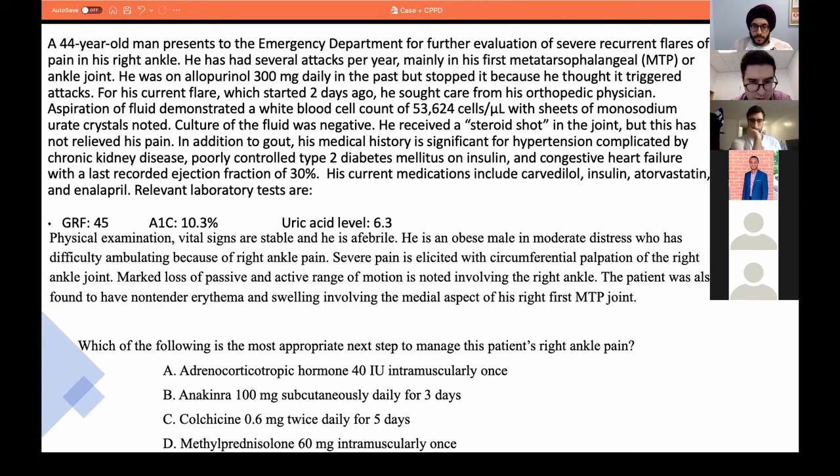A, adrenocorticotropic hormone IM. B, anakinra sub-Q for 3 days. C, colchicine 0.6 twice a day for 5 days. D, methylprednisolone 60 milligrams intramuscularly once. Let's see, what else do we have? You can use the poll. You have about 30 to 45 seconds to answer.